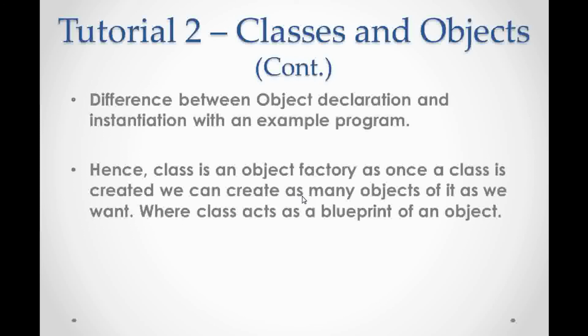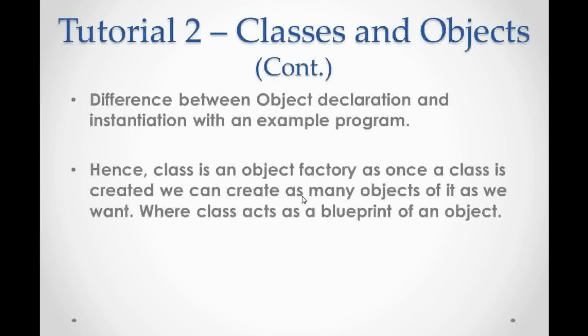Hence, class is an object factory. Once a class is created, we can create as many objects of it as we want, where class acts as a blueprint of an object. You have seen that I can create many objects, or you also can create. It's not like only I can create. We can create many objects of a class, and once a class is ready, it's up to us how many objects we need. So that's why class is an object factory.